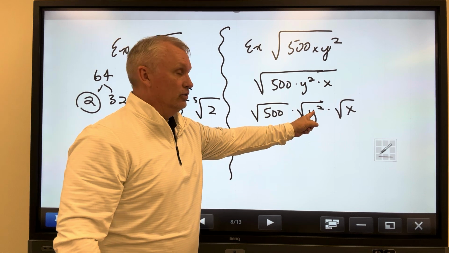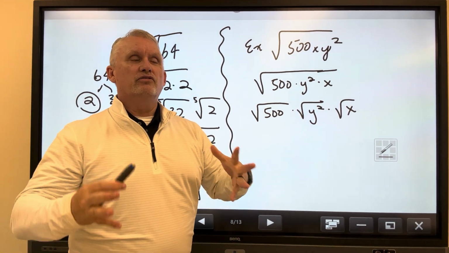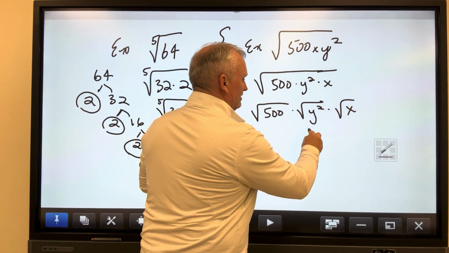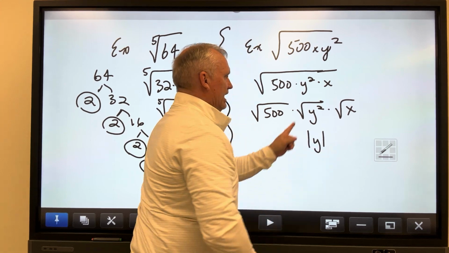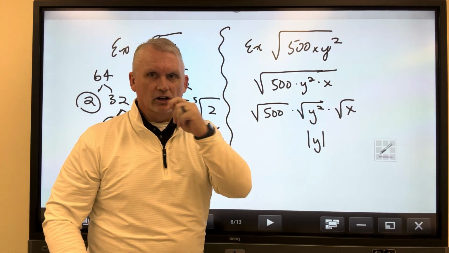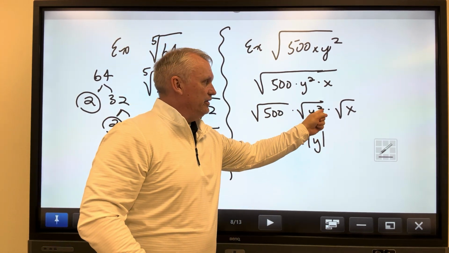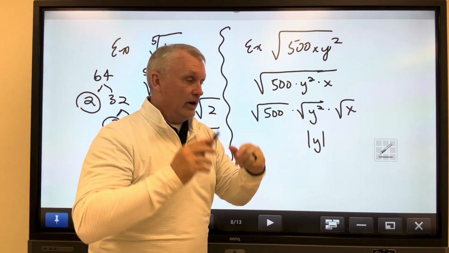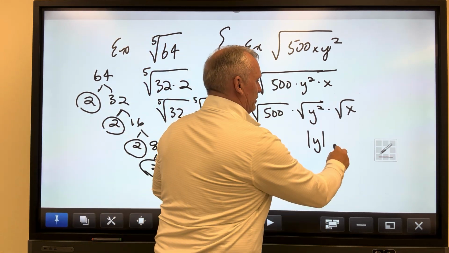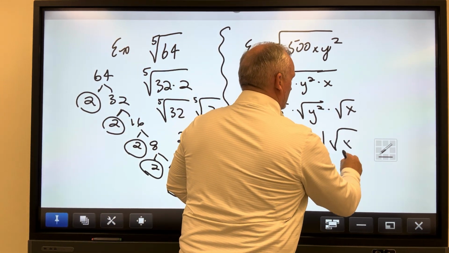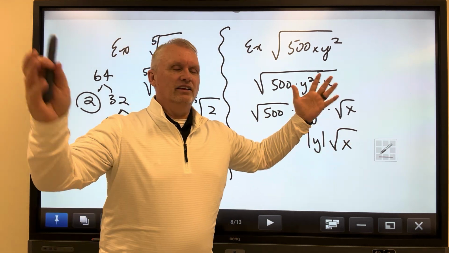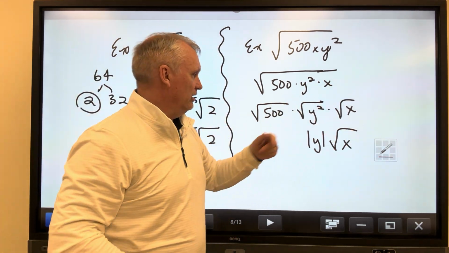Well, I can do this, and remember from a previous rule, it says that this is the absolute value of y. If you have something that's squared, a square root, it's the absolute value. If this is even square root, it's the absolute value. And this is square root of x. There's nothing I can do with the square root of x. It stays the square root of x.